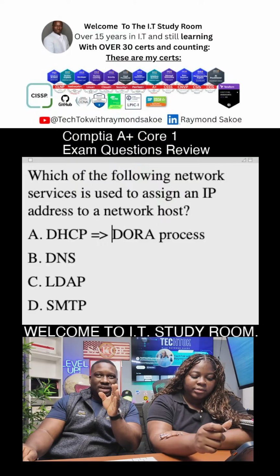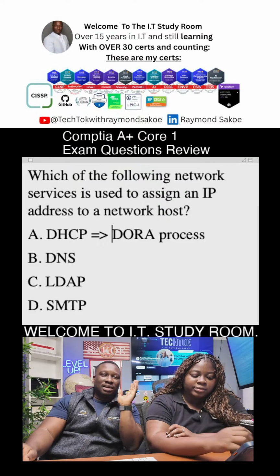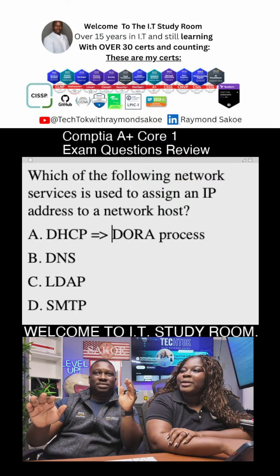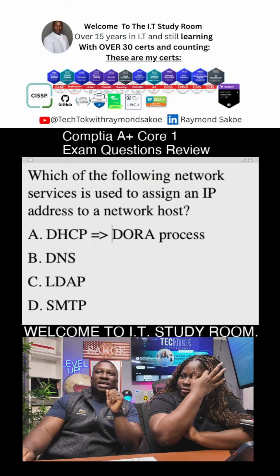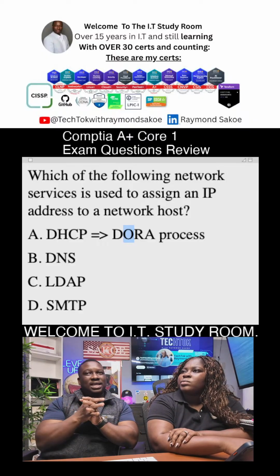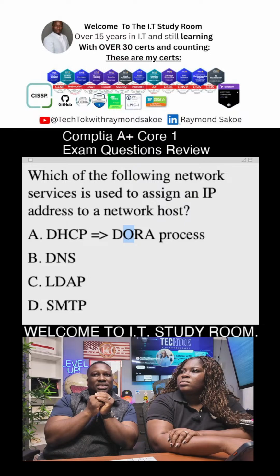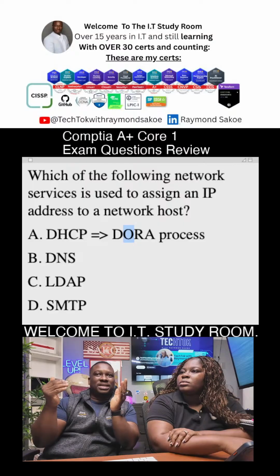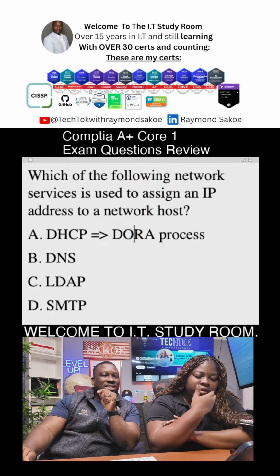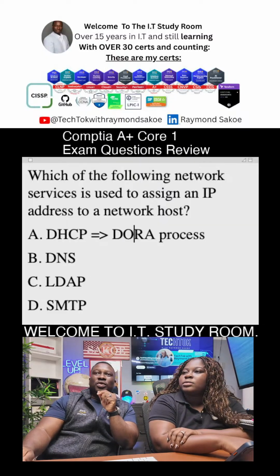So discover is the device saying, hey, I'm here, this is my name, I'm looking for who the DHCP server is. Now the DHCP server will send the O, which is an offer. It will say, hey, I have this IP address in my IP database, this one I'm going to offer you, and then your device would request that IP.